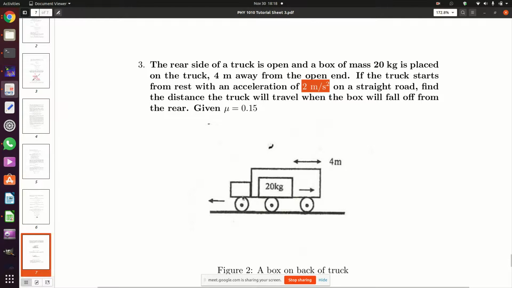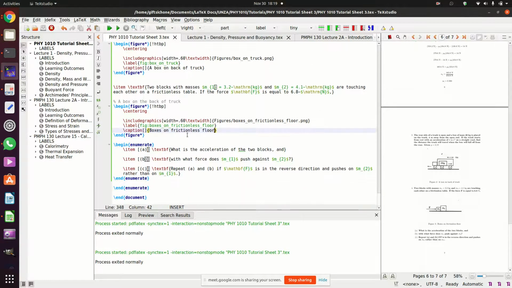The force is not going to be the same, because this acceleration which the truck is undergoing, 2 meters per second squared, times the mass of the truck, gives you the force pushing the truck forward. But the same acceleration of 2 meters per second squared times the mass of the box is the force trying to push the box backwards. Is this clear? Yes, sir. It's very clear. Okay, so we can move forward then.